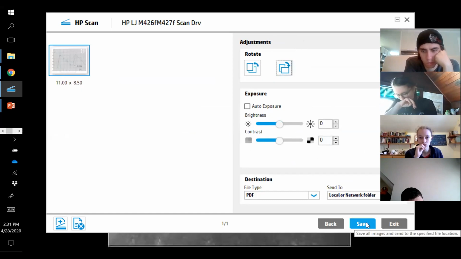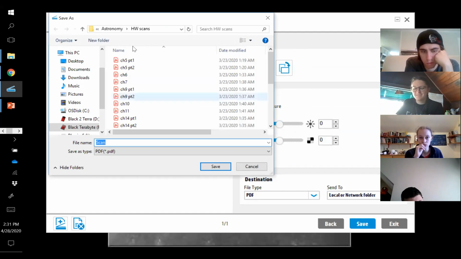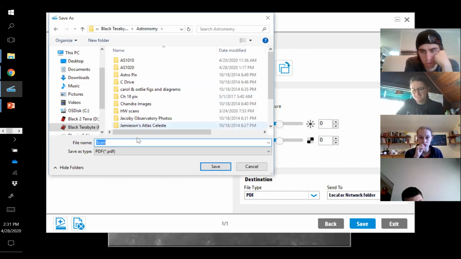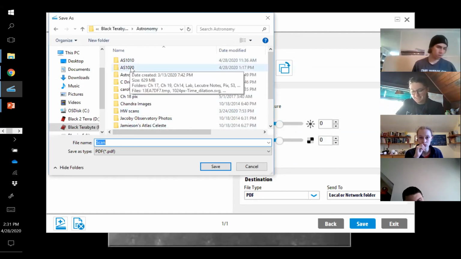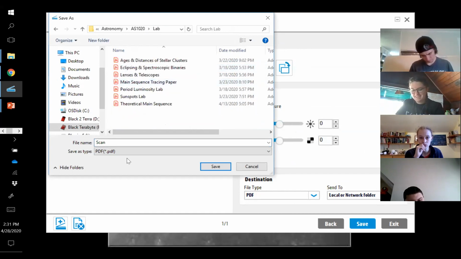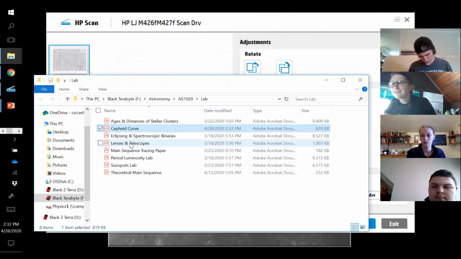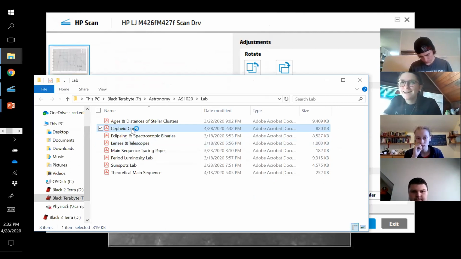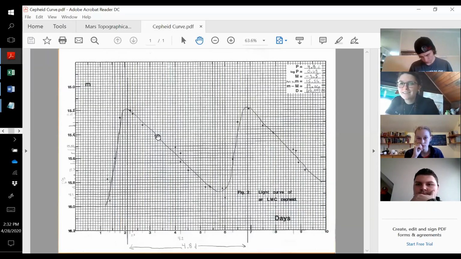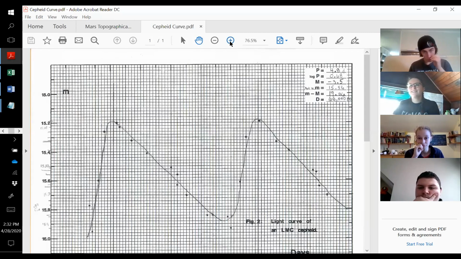Okay. So let's save homework, astronomy homework scans. Astronomy 1020 lab Cepheid curve. Okay, let's see if we can look at that bad boy. Okay, cool. Can you guys see what's going on here?